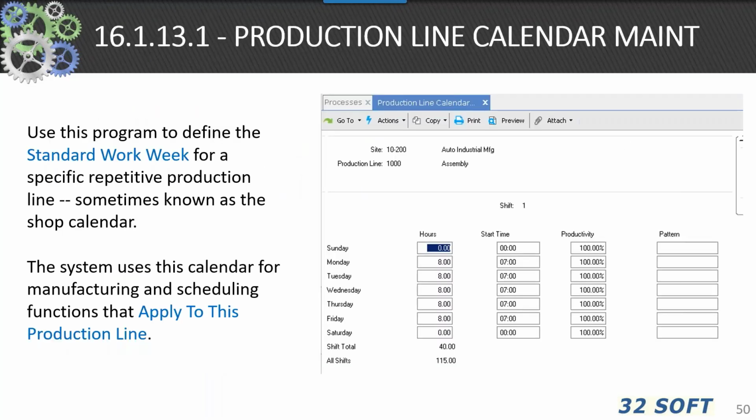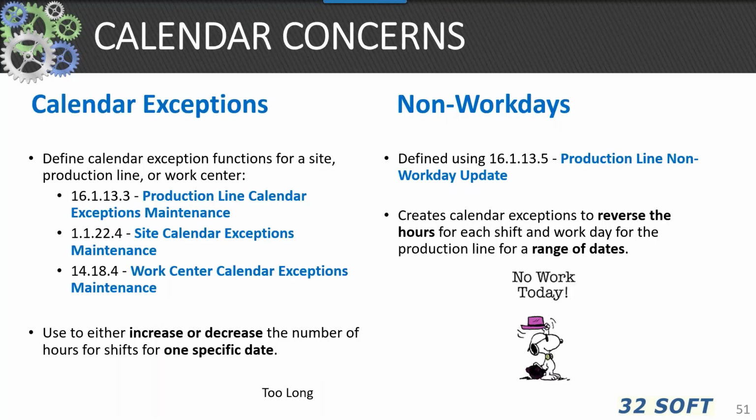You use 16.1.13.1 production line calendar to define the standard work week for a specific production line. There's also some additional concerns. As we said, control of dates in the QAD ERP system is critical to operational effectiveness. Calendar exception schedules have to be correct. And so you need to use the 16.1.13.3, 11.22.4, or 14.18.4 to control those exceptions and make calendars accurate to the date.